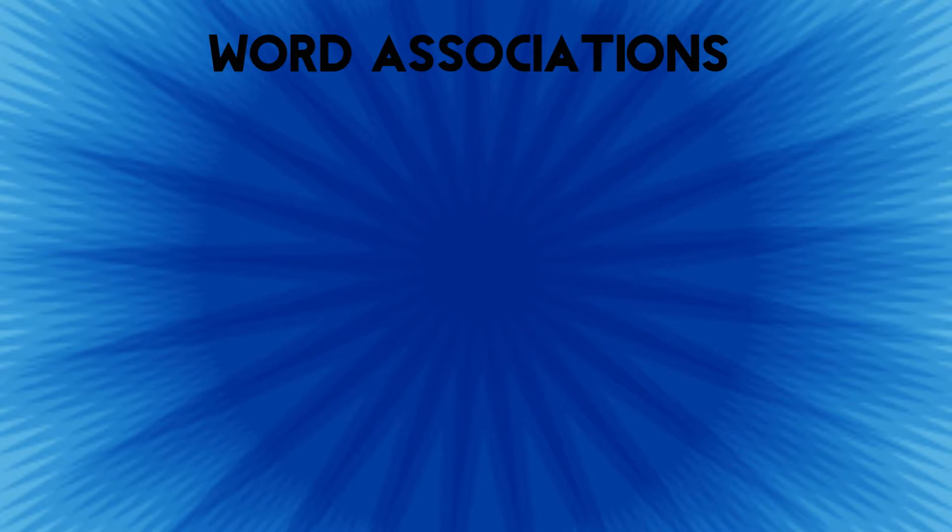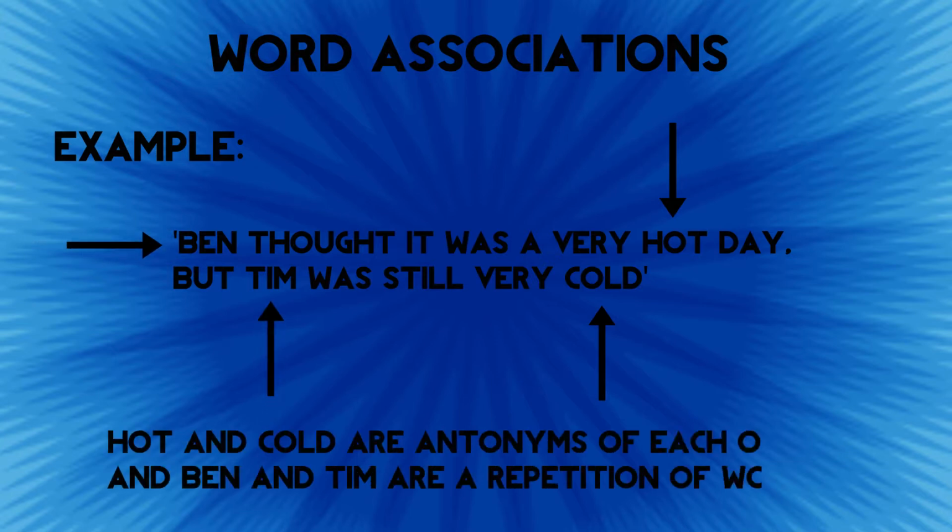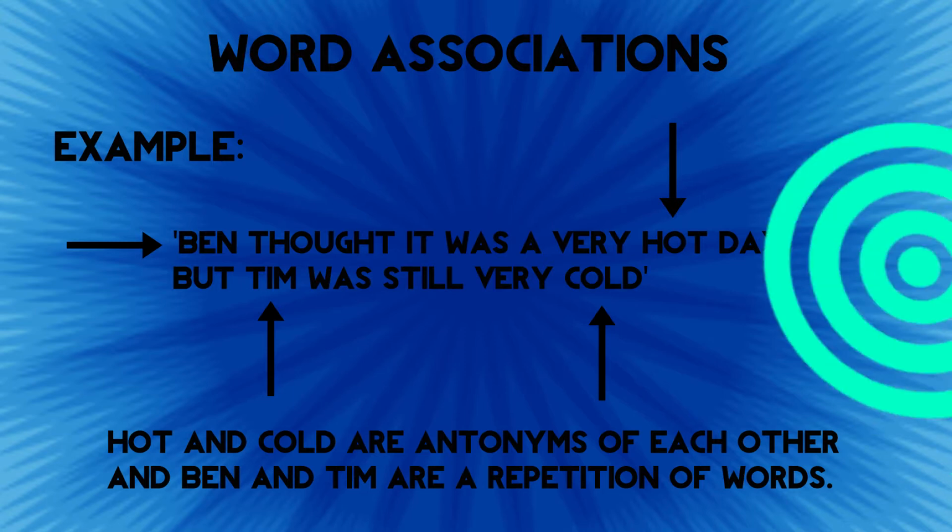Word associations, for example, Ben thought it was a very hot day, but Tim was still very cold. In this sentence, there are multiple cohesive devices. Hot and cold are antonyms of each other, and Ben and Tim are a repetition of words.